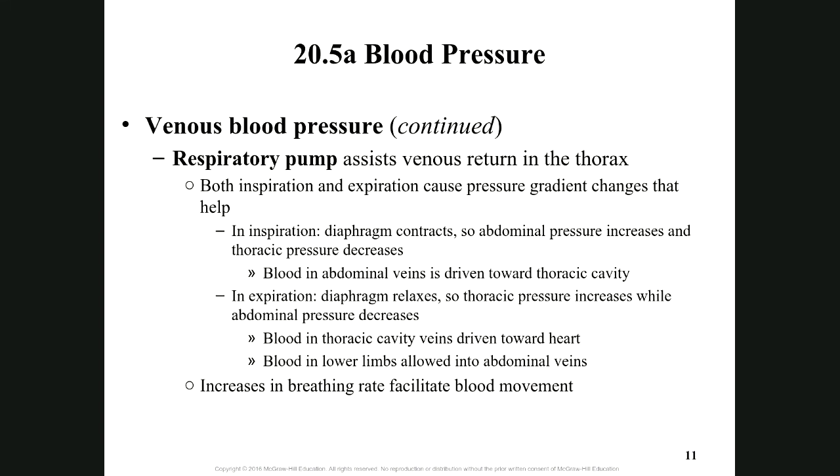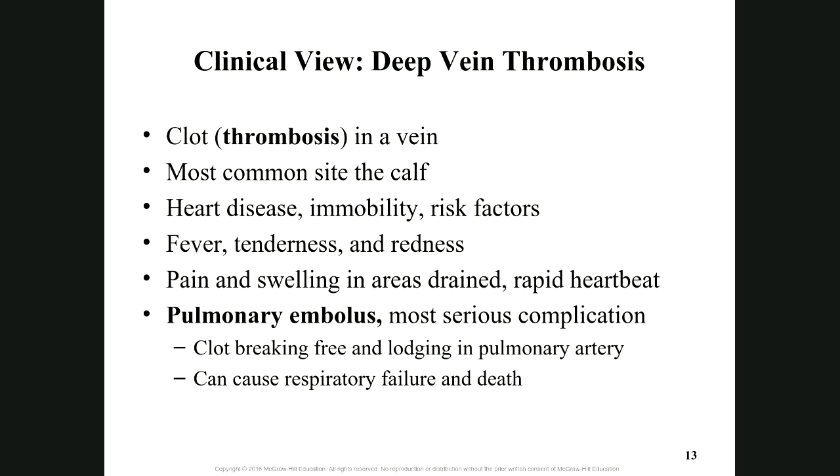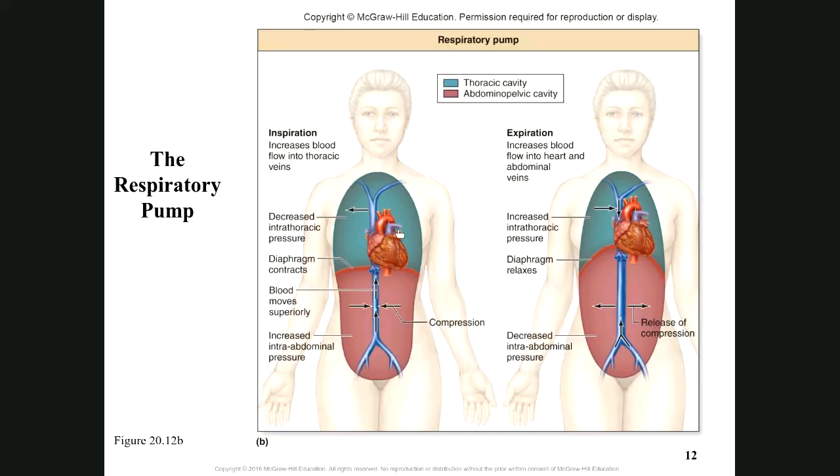The other help for the venous return is called a respiratory pump. The respiratory pump can help the blood move in our abdomen and also in our thoracic cavity. I will talk about this on the picture. Look at here. In this picture, you can see the respiratory pump.